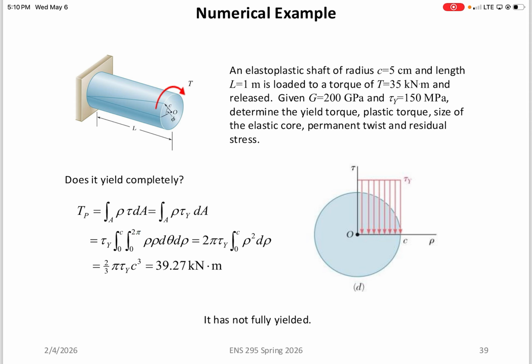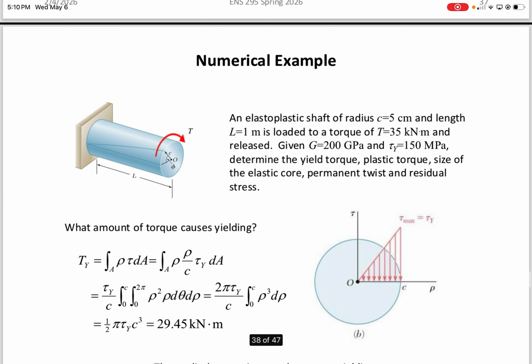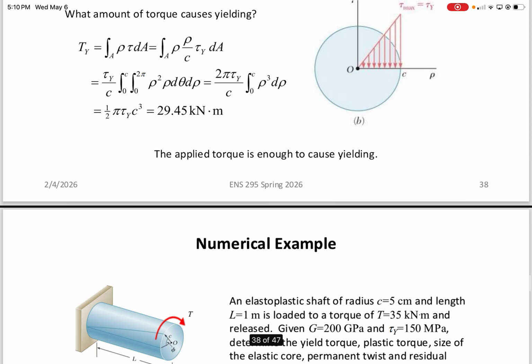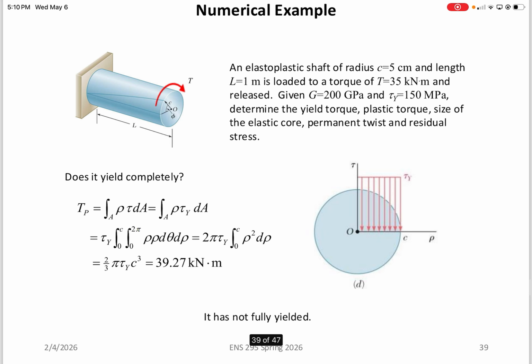So think of it like this. TP is basically the capacity the rod can handle, all right? Previously we had made an assumption that our rod will start to yield at 29.45 kilonewton meters. Now, if we're considering full plastification, then the rod can handle 39.27 kilonewton meters. The problem specified that our torque is 35 kilonewton meters, which is less than 39.27.